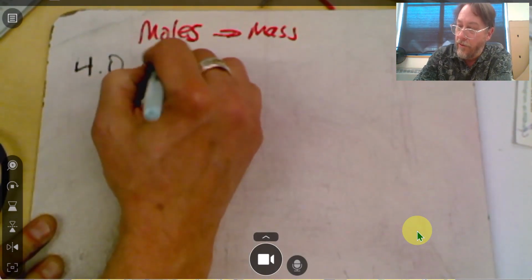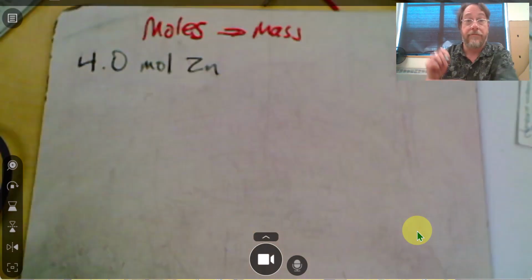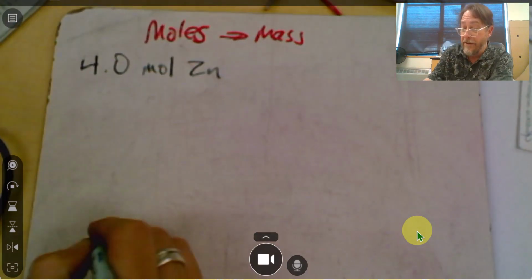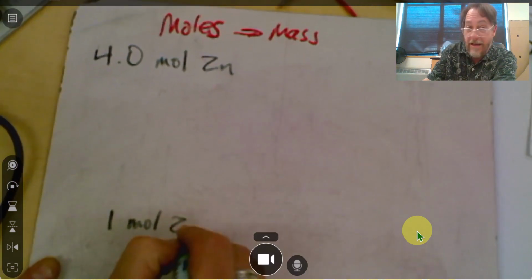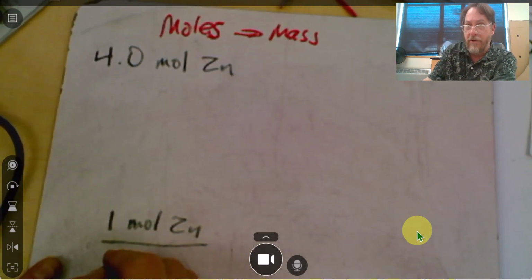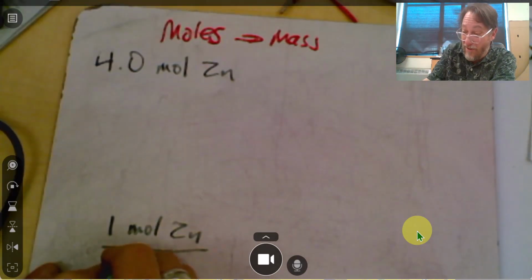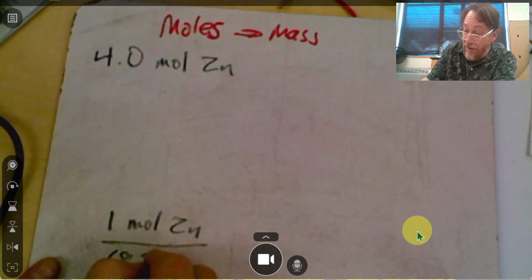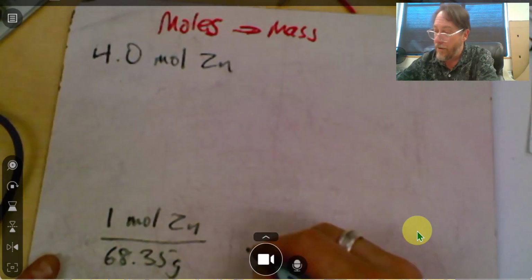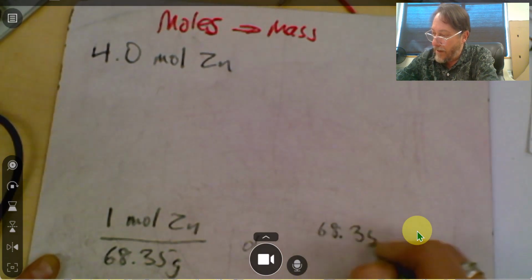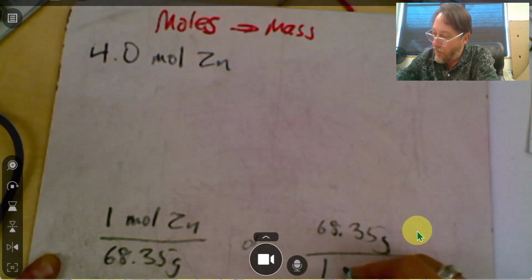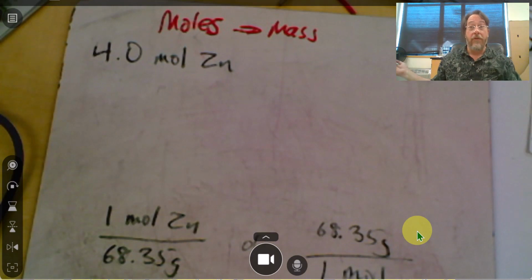4.0 moles of zinc. And our conversion factor is either going to be 1 mole Zn over our, what is it, I'm going to say 68.35 because that's what I remember. That might be wrong. 68.35 grams, or 68.35 grams over 1 mole. Well, which one are we going to use?